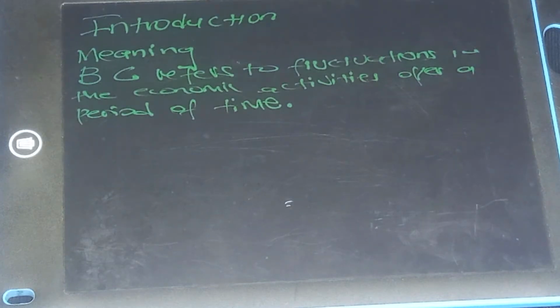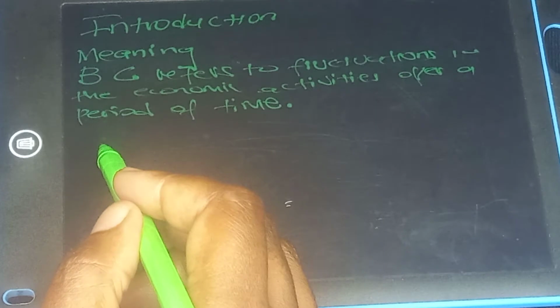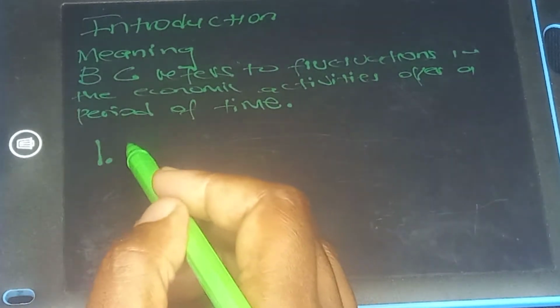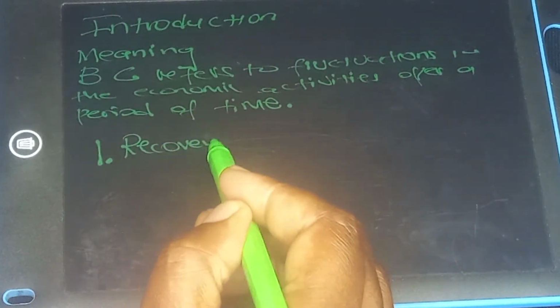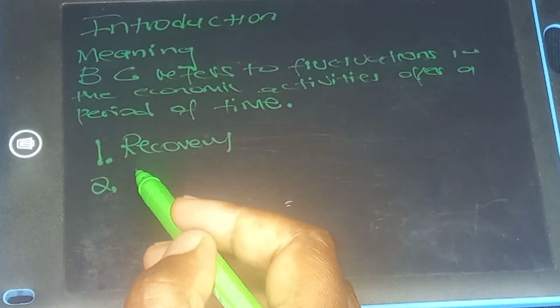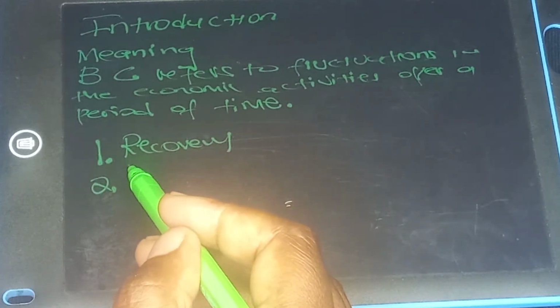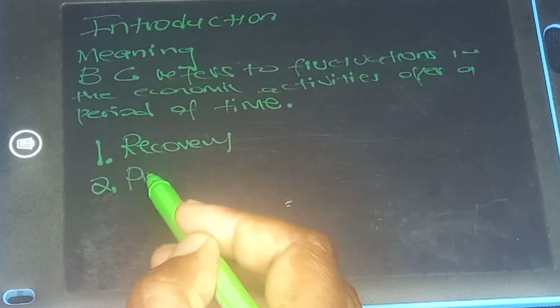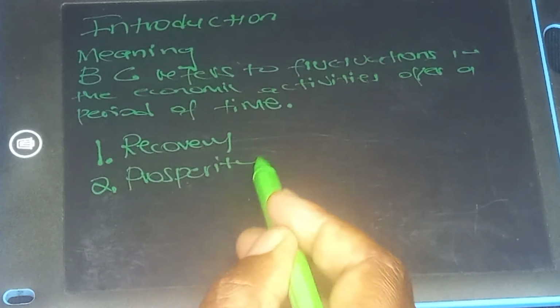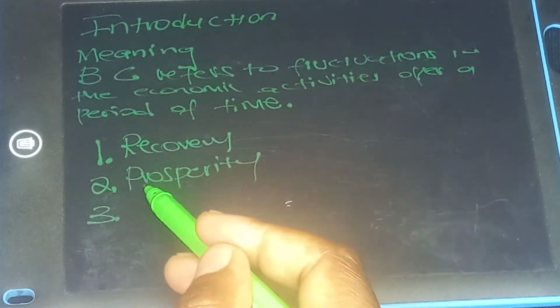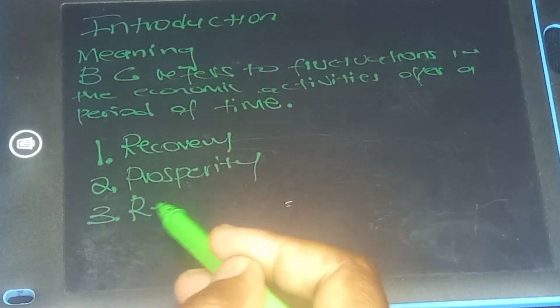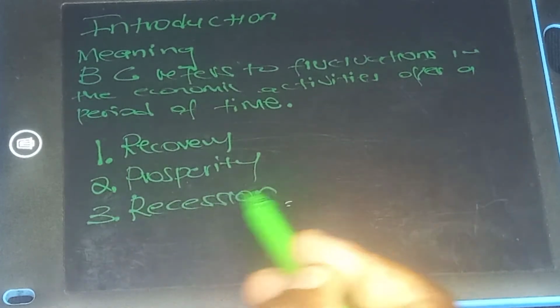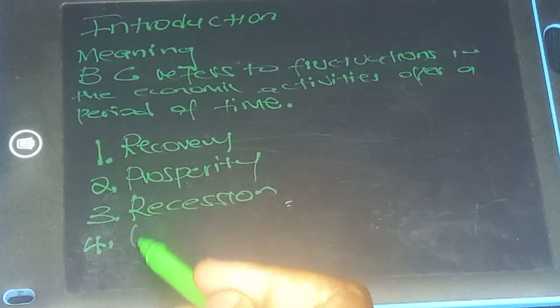Now we have 4 phases. Remember, 4 phases. Before we start the main essay, we need to remember 4 phases. Phase 1, we have recovery. Phase 2, we have prosperity. Phase 3, we have recession. Phase 4, we have depression.